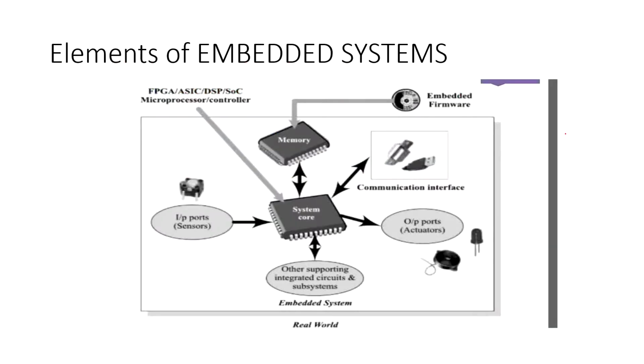Then the next part is elements of embedded systems. What are the elements of embedded systems? This diagram clearly shows what the elements of an embedded system are. At first, the embedded system will have the system core, which is the first element. Then the second element is memory, the third is communication interface, then output ports, then other supporting integrated circuits and subsystems, and then input ports, to which we have to connect sensors. At the output port we are going to connect actuators. To run this embedded system, we need to have embedded firmware.